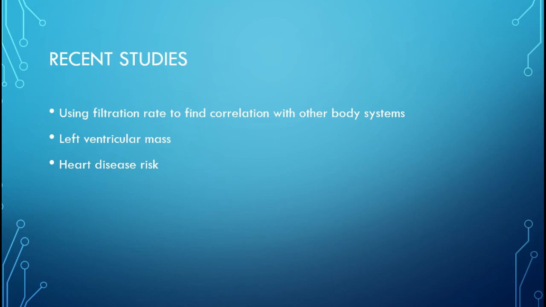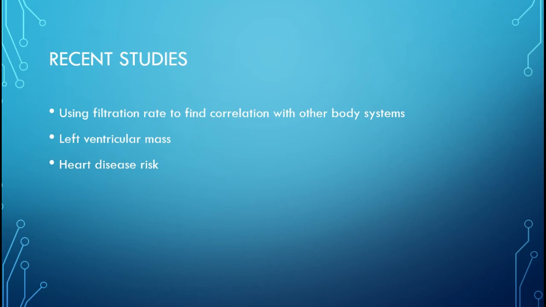So what they found was, looking at this filtration rate, along with high blood pressure as well, they could predict the formation of left ventricular mass, which is going to cause issues with the heart. So looking at this rate could give them ways to not only find this correlation, but then have a chance of treating both conditions so that they could extend the life of the patient.